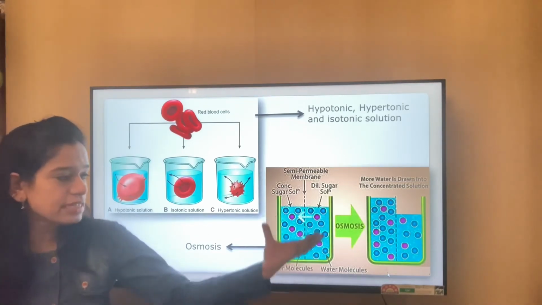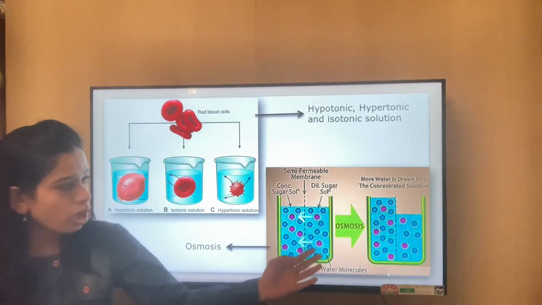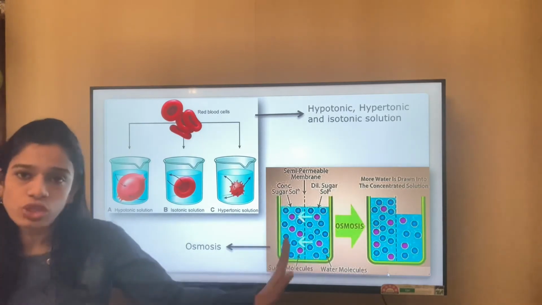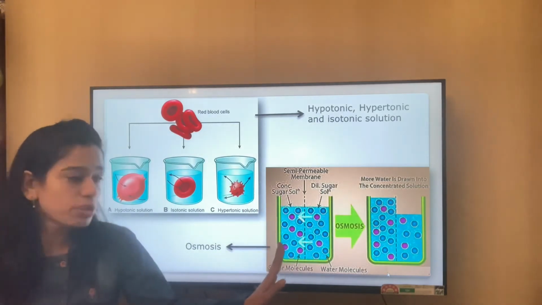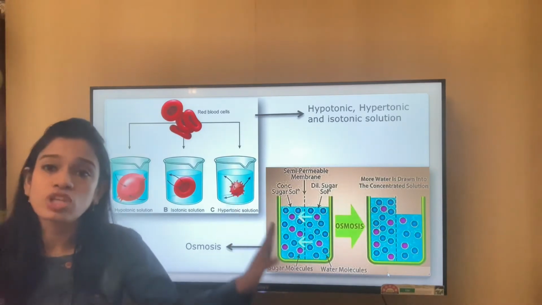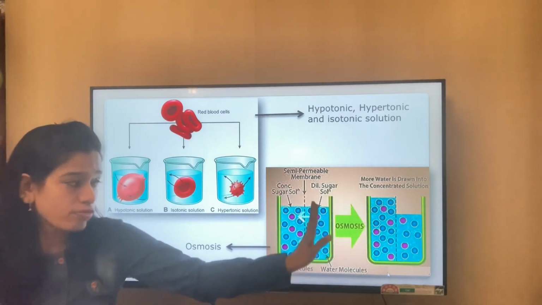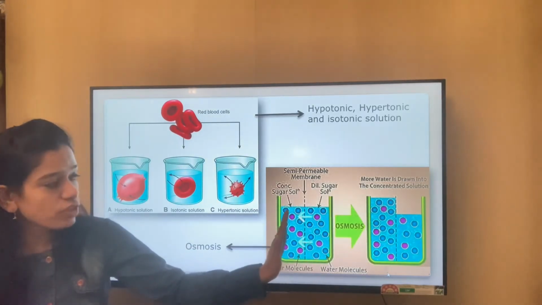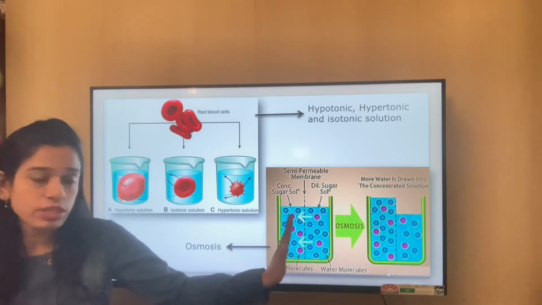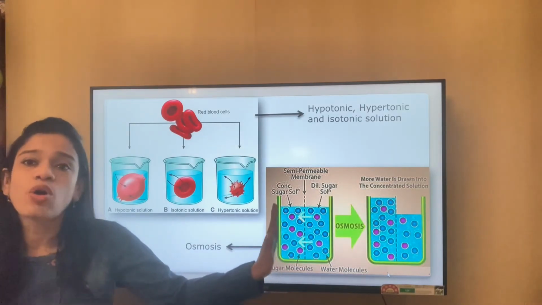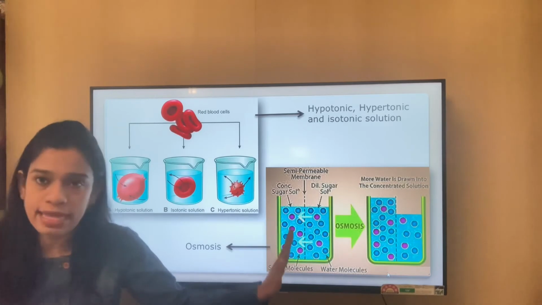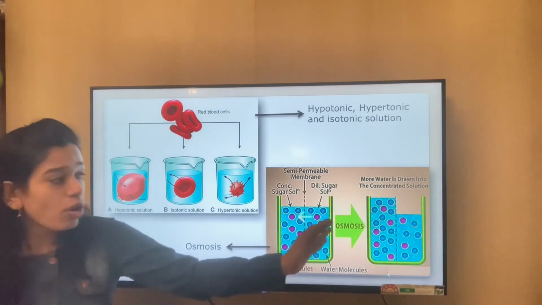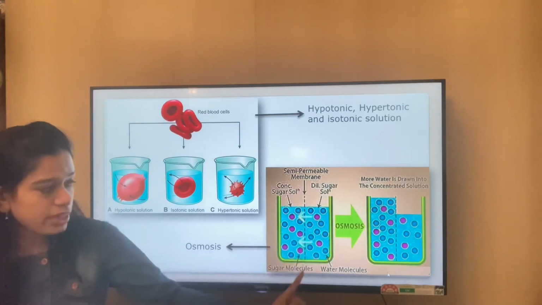So what happens during the process of osmosis because of this membrane? Supposedly this is a solution having solutes and solvents. Here we have put a concentrated sugar solution, which means the concentration of the solute is higher than in this part, which is a dilute sugar solution. So the concentration of the solute molecules is more, which means the concentration of the solvent molecules is less. And here the concentration of the solvent molecules is more. Now it is a selectively permeable membrane that we have put.